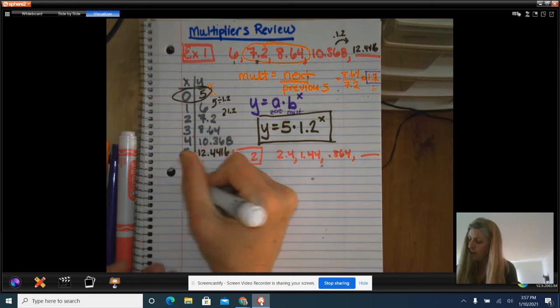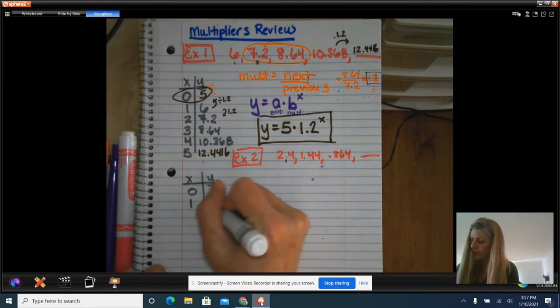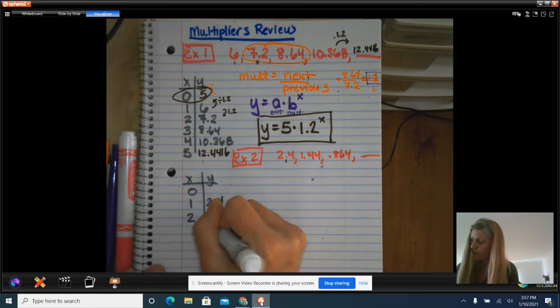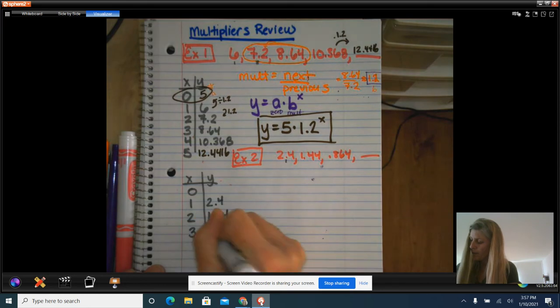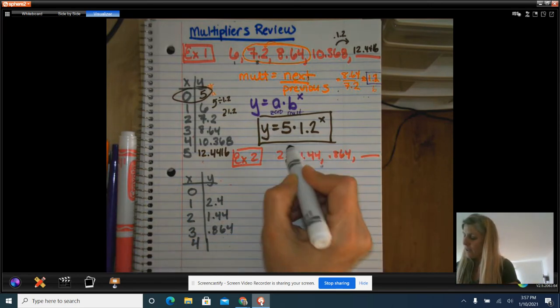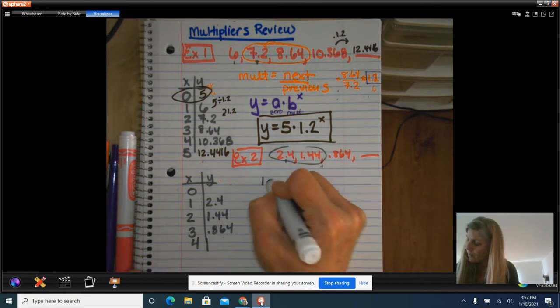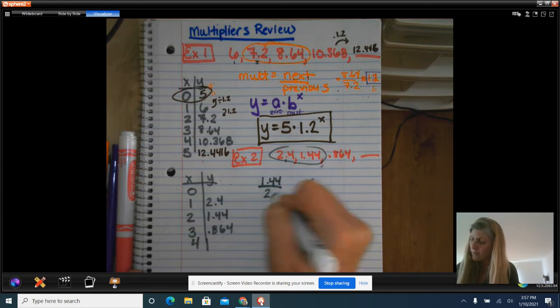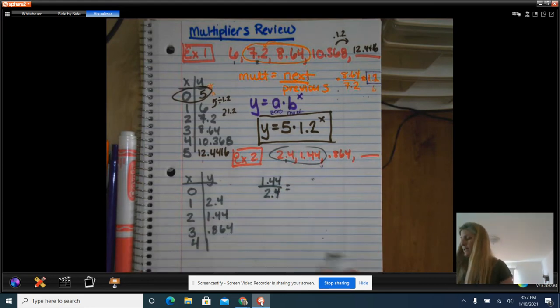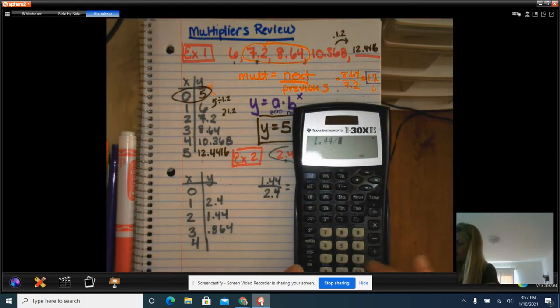Let's go ahead and set up our table. Once again, always starting with 0. We know our first term is 2.4, our second 1.44, and our third 0.864. We're going to find out what that fourth term is as well. So once again, we're simply going to take any 2 of them and go next divided by previous. So my next is 1.44 divided by my previous, which is 2.4. Once again, we're going to take out that calculator. We always want to use our calculator for these. 1.44 divided by 2.4, and that is 0.6.